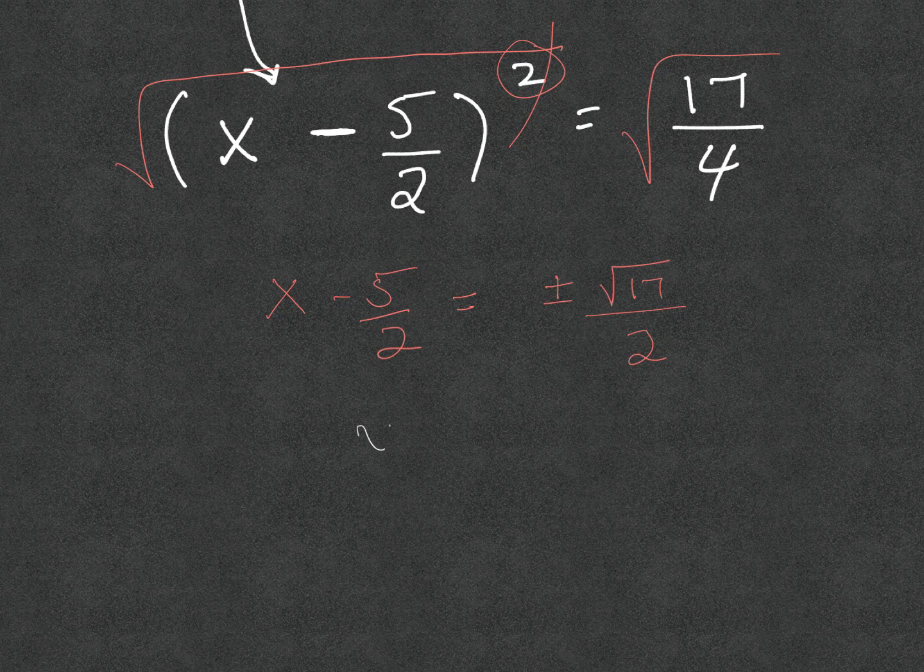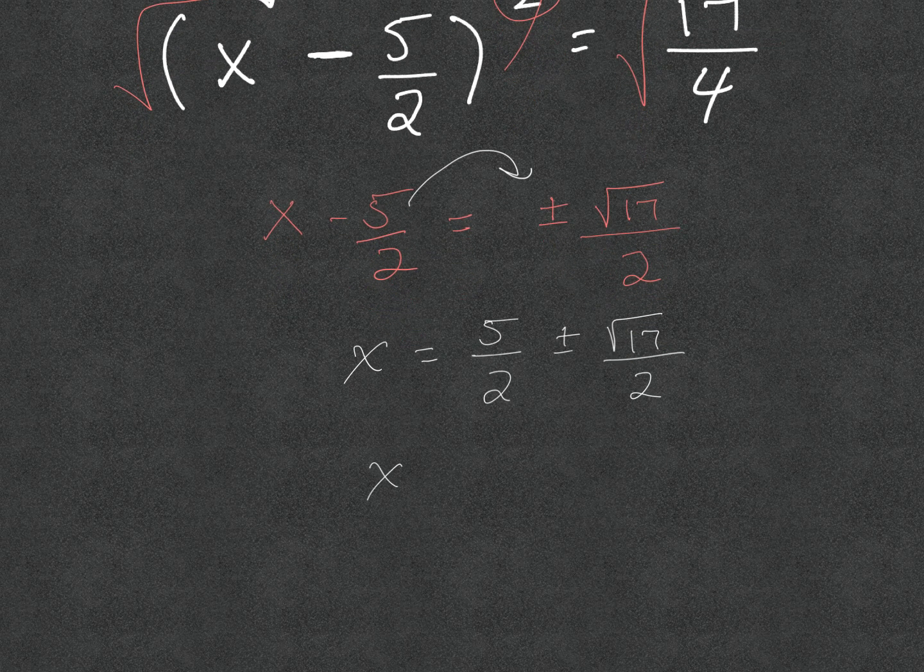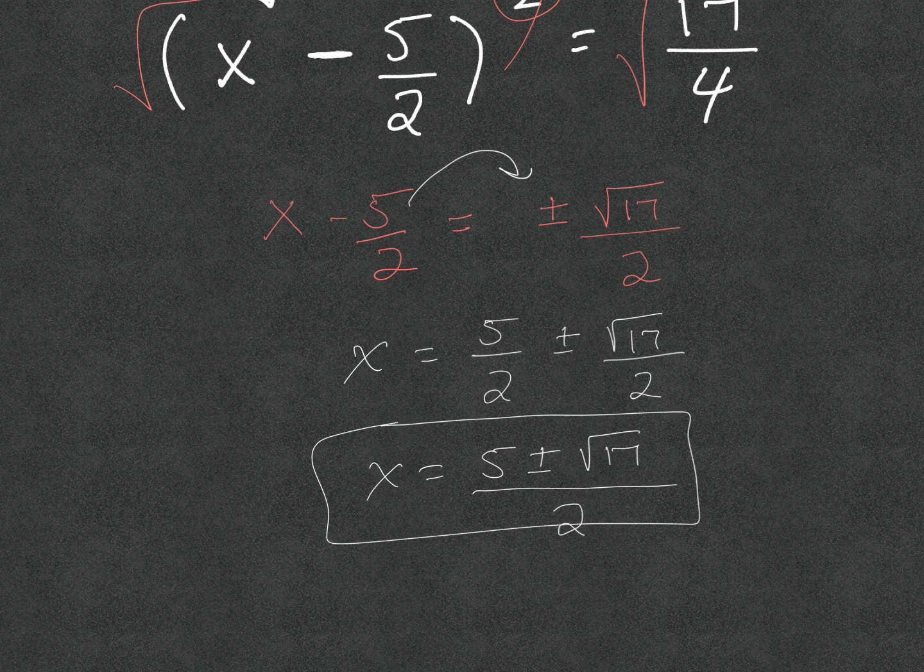Now what are we going to have? Well, we're going to have x is equal to, move this to the other side, add it to the other side, and we get 5 over 2 plus or minus root 17 over 2. We're going to put the 2 together. We get 5 plus or minus root 17 over 2. Okay, those are 2 solutions.